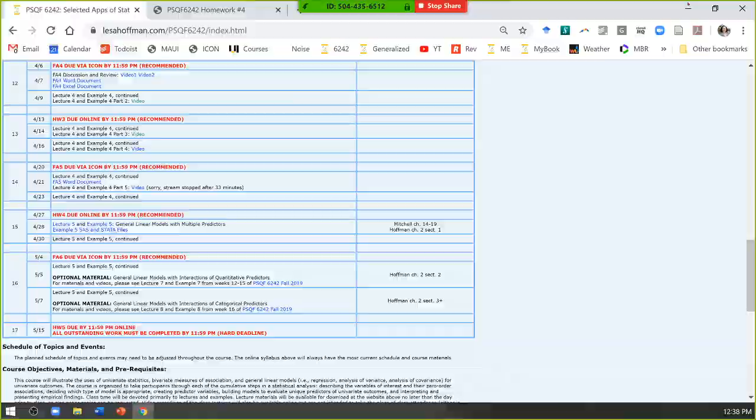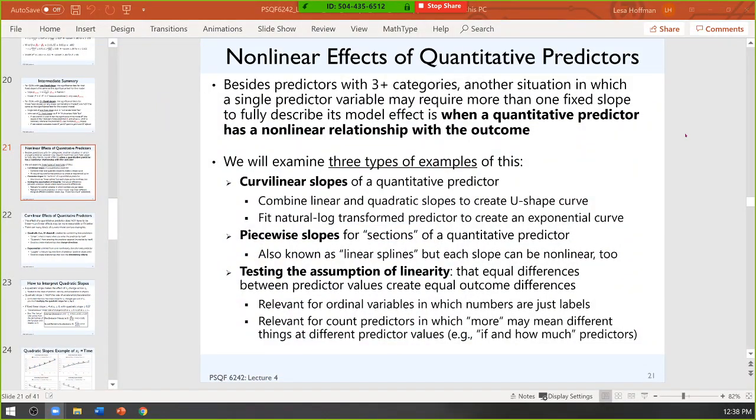Otherwise, let me see here. We get that out of the way. We can go back over the quadratic stuff that we started last time, since the stream didn't capture that. Does that sound like a plan?